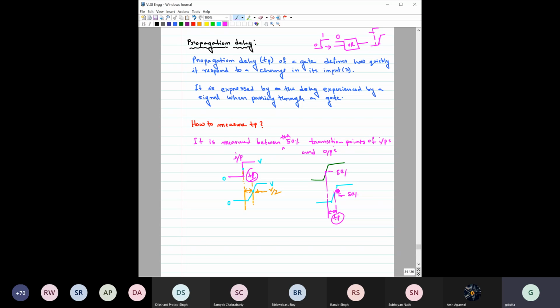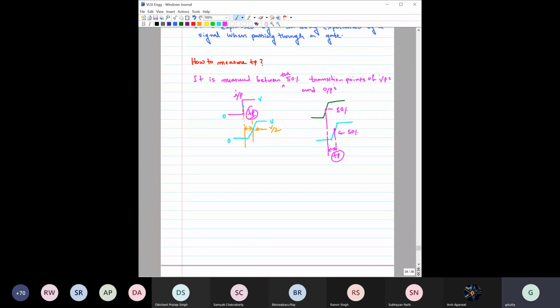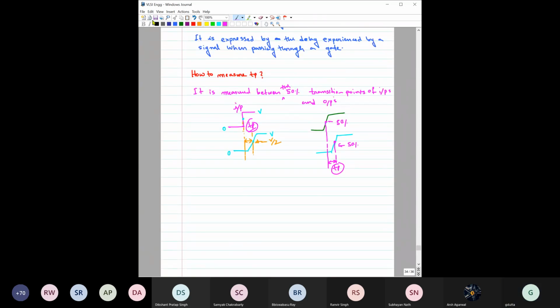Now the question is why we are taking 50%. Any idea, any thought? What could be the reason? Maybe because of the average of the switching, like the switching threshold is also taken at half.